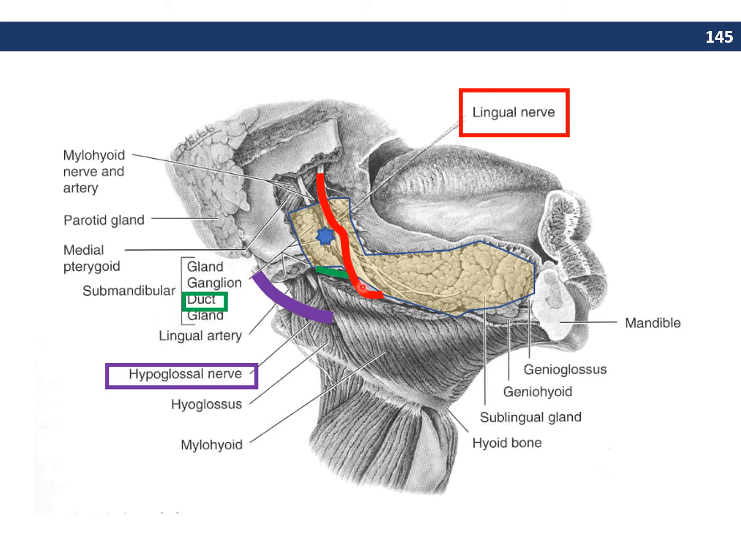The submandibular duct is here, and I'll show you in a second where it enters into the oral cavity to empty near the second molar. The hypoglossal nerve is shown here in purple, going over the hyoglossus and diving deep to the mylohyoid, which is one way that you can distinguish the hypoglossal nerve in the neck.